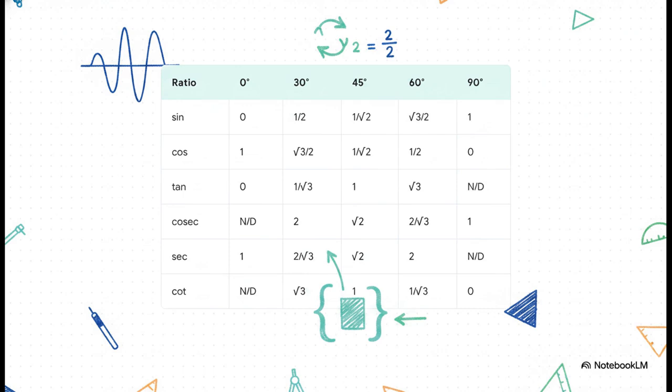For instance, look at the 30-degree column. Because we know sine 30 is 1/2, we can simply invert that fraction to find cosec 30, which gives us exactly 2. Literally, memorizing the top 3 rows gives you the bottom 3 rows for free.